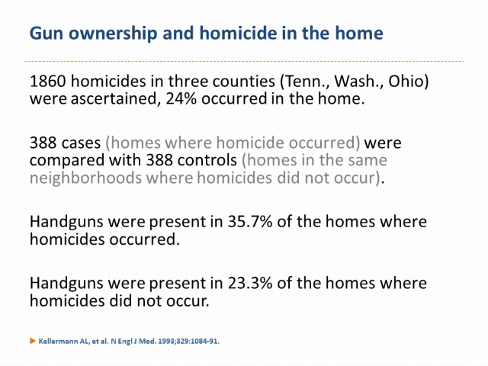When investigators looked at 1,860 homicides in 3 counties in the United States, they determined that 24% occurred in the home. They then conducted a case control study in which they looked at 388 cases, which are homes where a homicide occurred, and compared these to 388 control homes, and these were homes in the same neighborhoods in which a homicide did not occur. They found that handguns were present in 35.7% of the homes where homicides occurred, and handguns were present in only 23.3% of the homes where homicides did not occur.